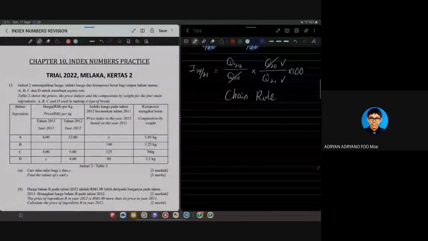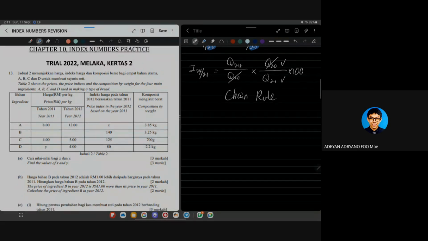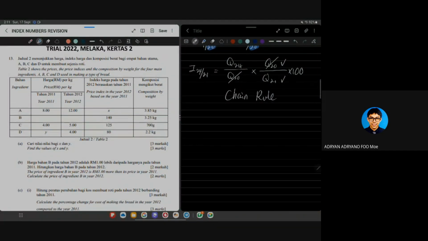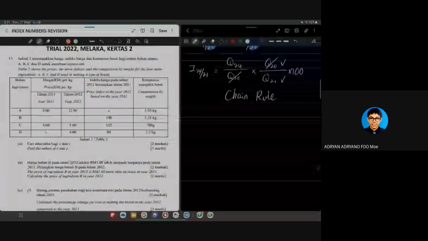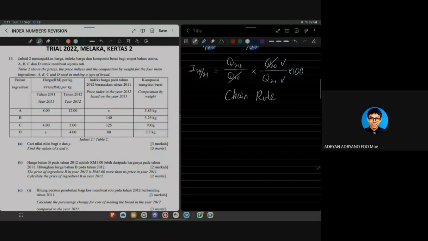Because you must be clear, you must understand this. Next, they gave you the composition by weight. Then they gave you the price index and price for the year. Find the value of X and Y. If you are confused because there are a lot of numbers here, I would suggest you circle where X is and where Y is, and then circle the same row for their ingredient.